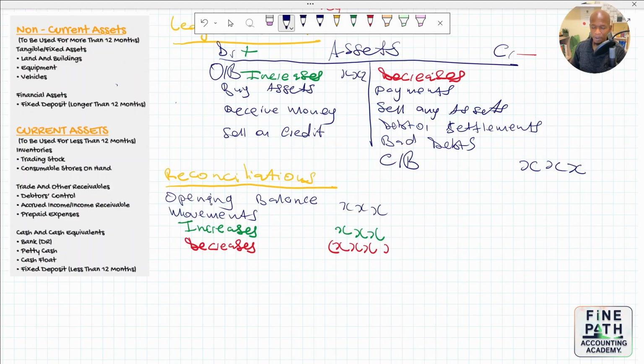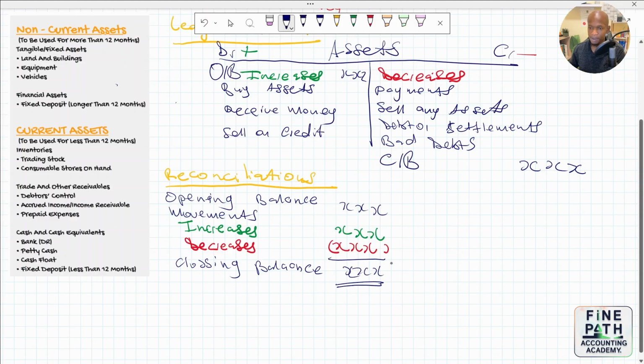So when you take the opening balance, add your increases and deduct your decreases, you should then have a closing balance there. This is us trying to get the value of the assets at the end of the year, and then we would have our balance of our assets there. One thing I want to highlight is that this figure here and this one here should always be the same at all times. These two must be equal.